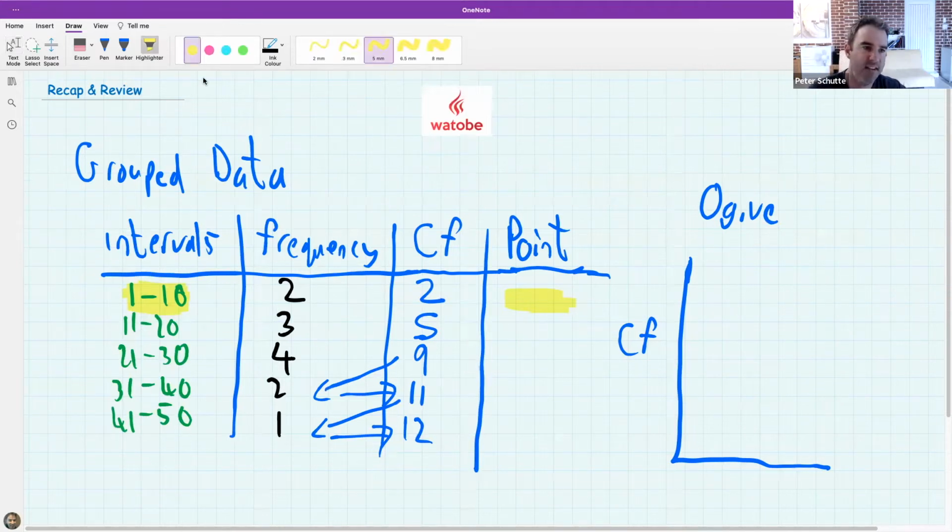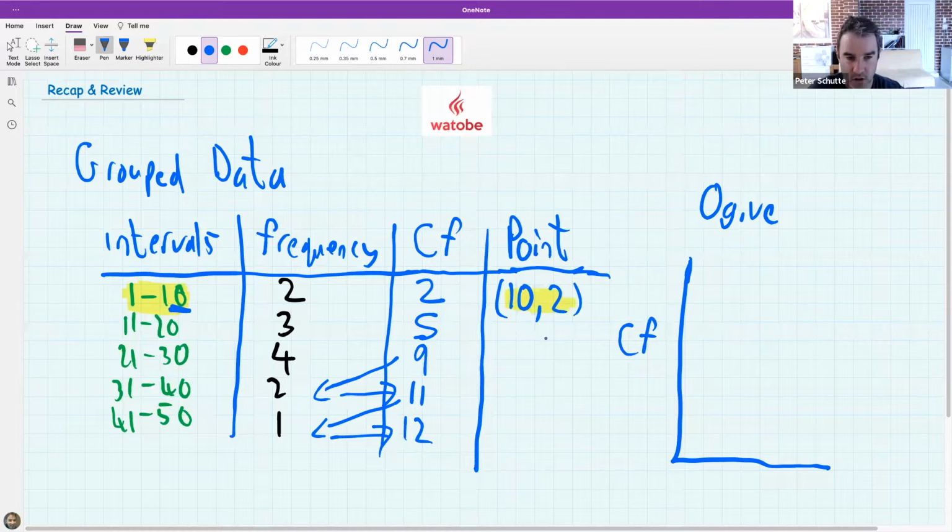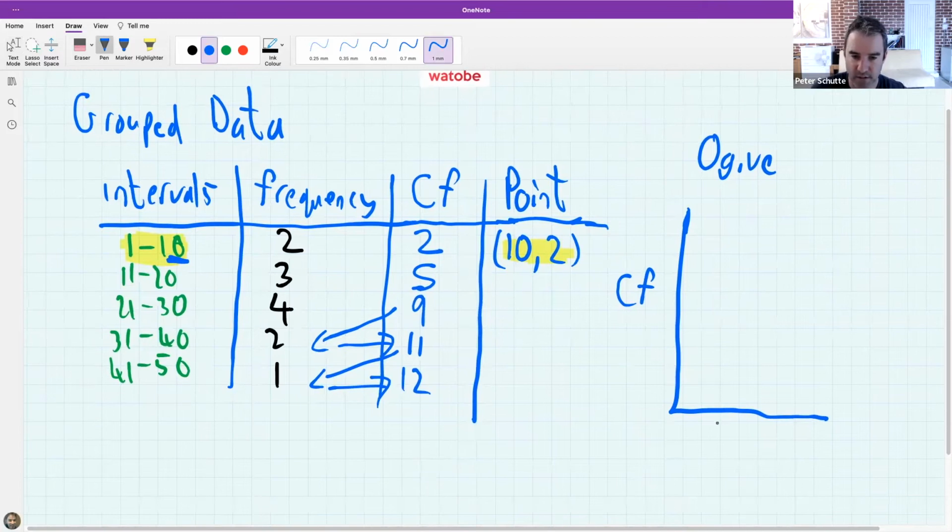Okay, right. So instead of using the middle, we now go to the end of the interval, and we say our X coordinate here would be 10. And then what's my Y coordinate going to be? It's going to be whatever the cumulative frequency was, which would be 2. So my first point on my imaginary ogive that I'm drawing up here, let's say that I'm going up in tens here. And I'll go up in 1, 2, 3, 4, 5, 6.